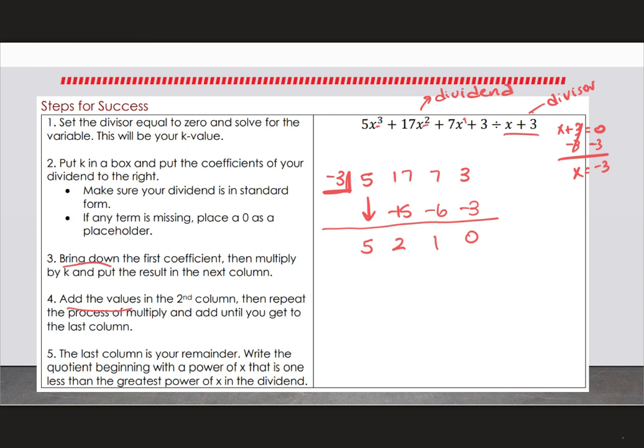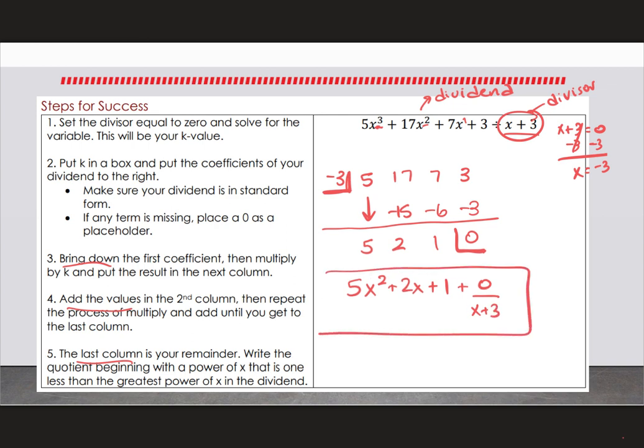And so the last column is our remainder. So I'm going to put it in a box that looks a little bit different, just so I remember that that's my remainder. And then we're going to rewrite these numbers. And we're going to start with the exponent that's one less than what we started with. So where we started with x to the third, now we have x squared. And then we just go in order. So we have x squared plus 2x plus 1. And then here, our remainder, if we had one, would go on top of the fraction, and the x plus 3 goes on the bottom. And so that is our answer.